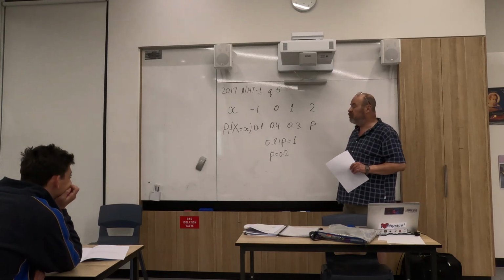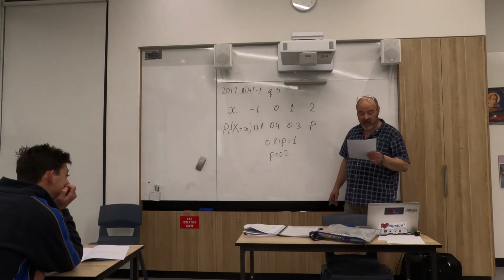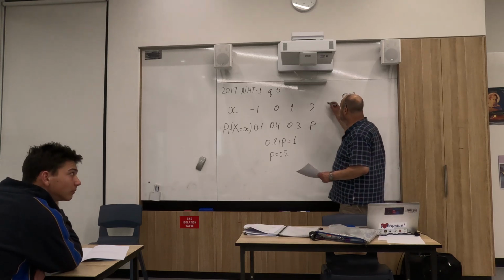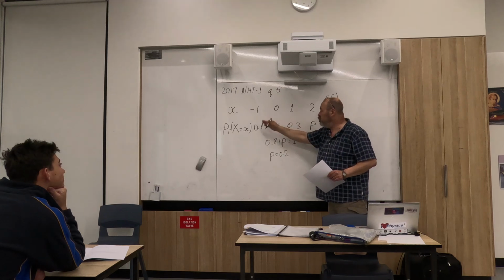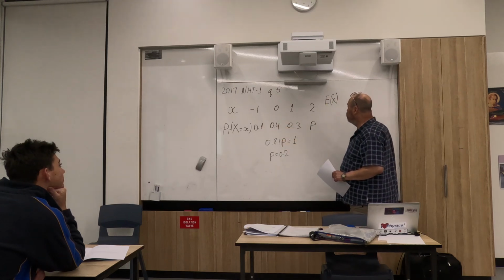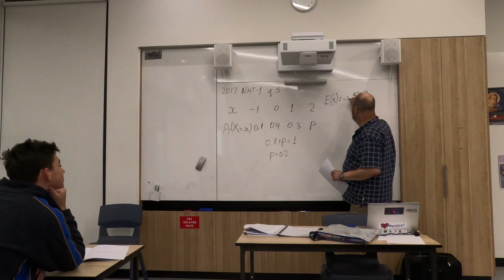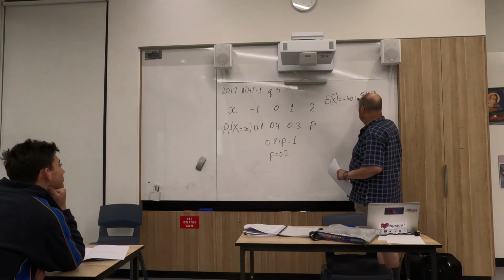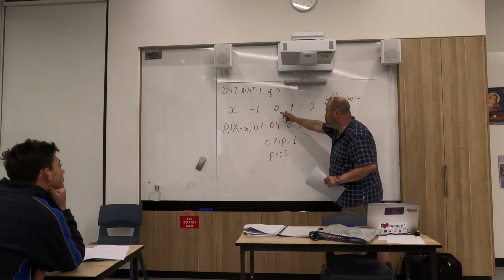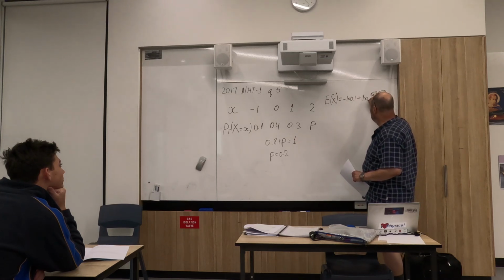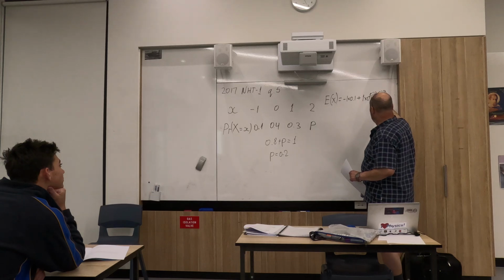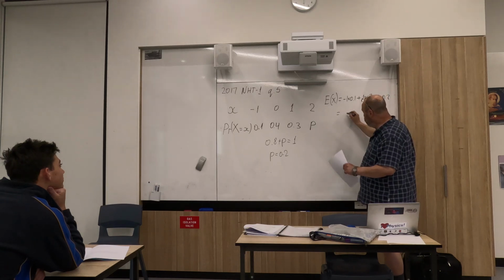Question B, again pretty easy: find the expected value. To find the expected value, we multiply -1 times 0.1, plus 0 times 0.4, which is 0, plus 1 times 0.3, plus 2 times 0.2, and that equals 0.6.